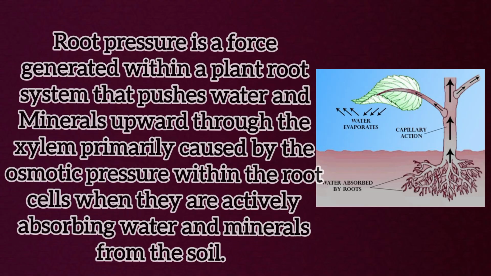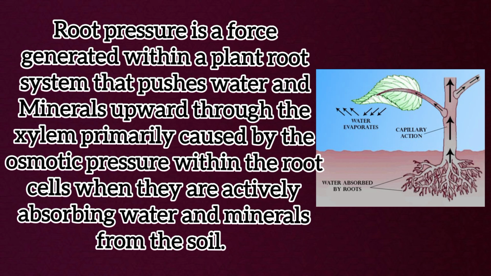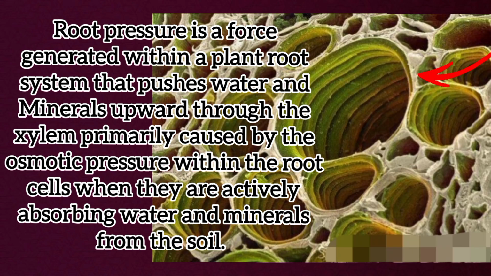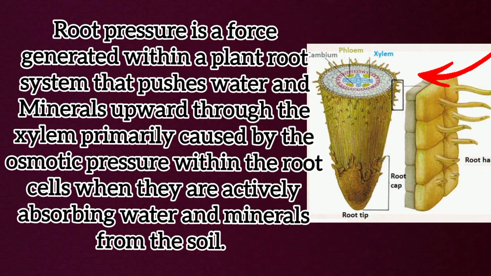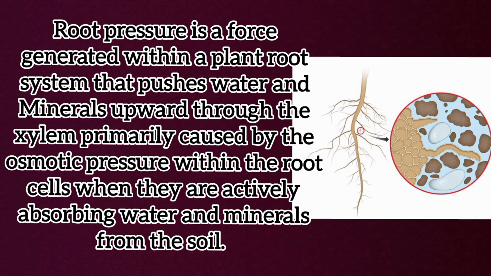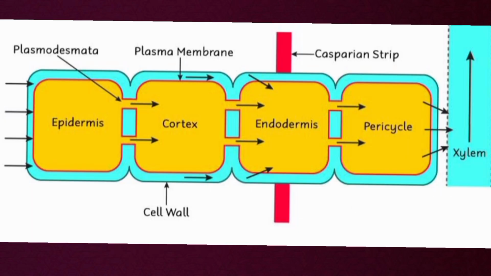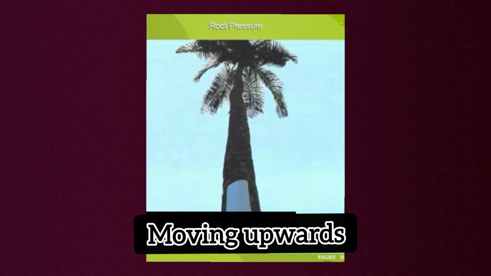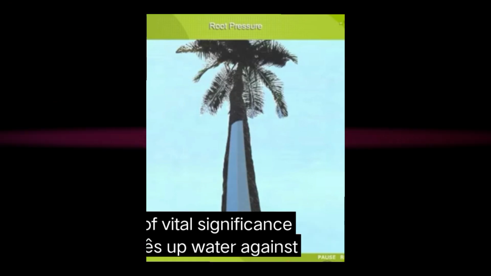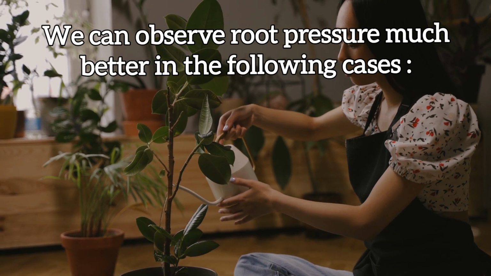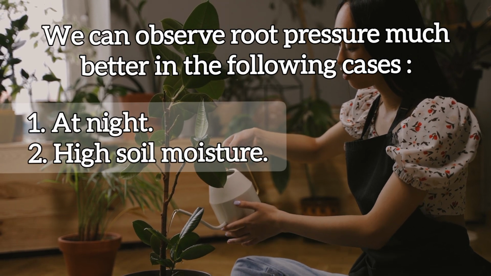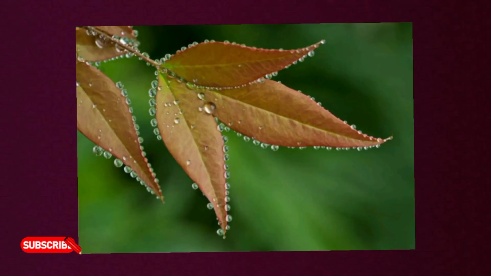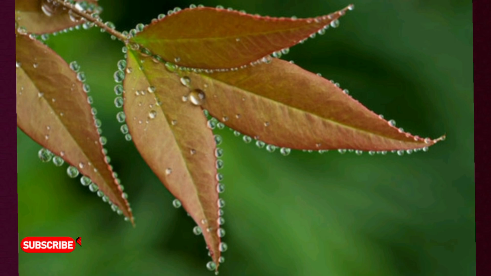In other words, root pressure is a force generated within a plant root system that pushes water and minerals upward through the xylem, primarily caused by the osmotic pressure within the root cells when they are actively absorbing water and minerals from the soil. This root pressure essentially creates a pressure that drives water into the xylem vessels and allows it to move up the plant stem. We can observe this process much better when transpiration rates are low, that is at night, and also when soil moisture is high. At these times, root pressure can be observed as guttation.